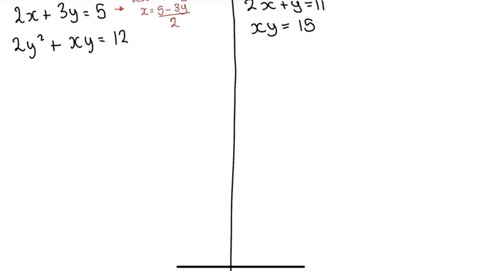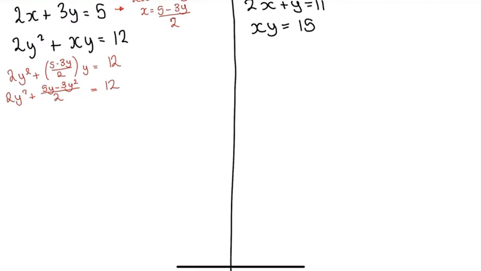Let's have a look what's going to happen when we do this. Now first we've just got that 2y squared, and then instead of x we've got our 5 minus 3y over 2, and we're going to times that by y, and that equals 12. So let's times that by y to start off with. So that 2y squared is still the same. Now if I times it by y, everything on the top is going to be multiplied by y. So that 5 becomes a 5y, and the 3y becomes a 3y squared. And that is over 2. It's a little bit tricky to solve because we've got a fraction here.